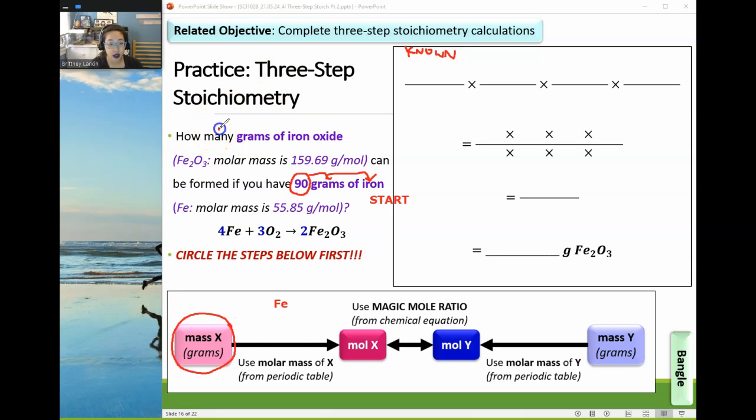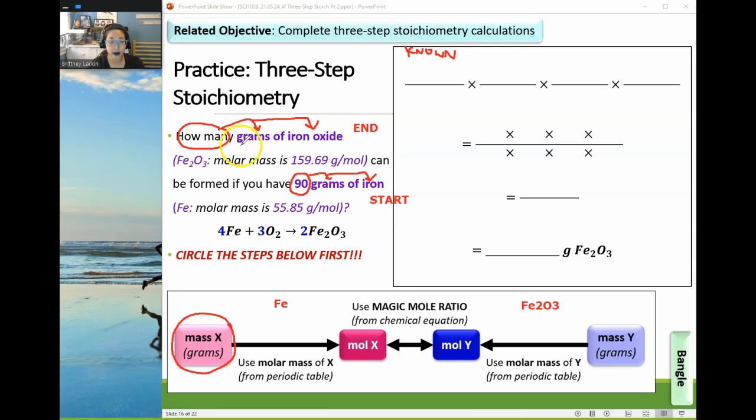Okay, so taking a look here, you can see the words how many, and it says grams of iron oxide. So iron oxide is a new chemical, a different chemical. This is going to be our end. So I do need to label the other side of my roadmap now with this new chemical, Fe2O3. Again, if I was staying at the same chemical, then I would stay on the pink side, but because this is a new chemical, I do need to move over to the blue side.